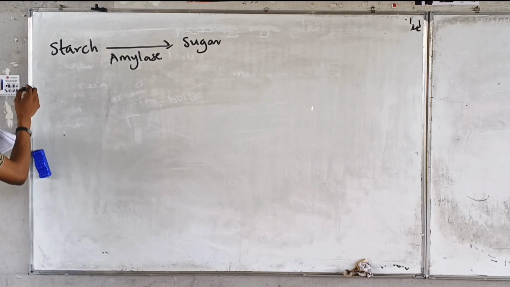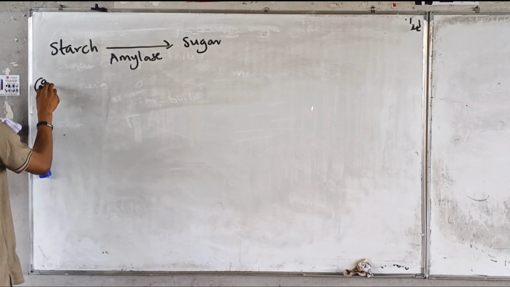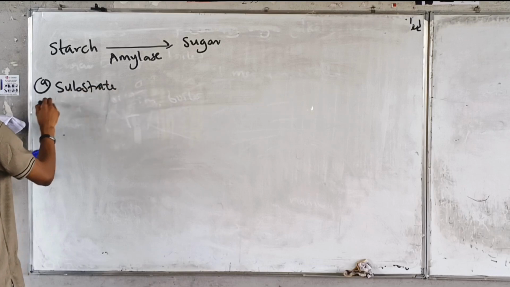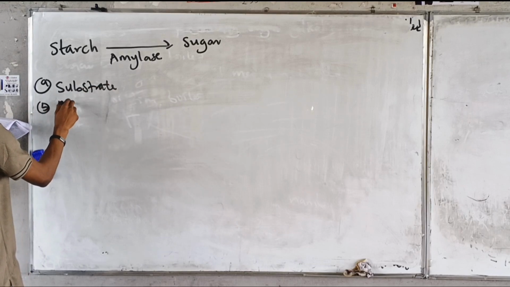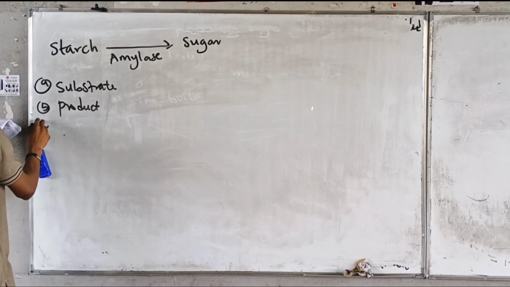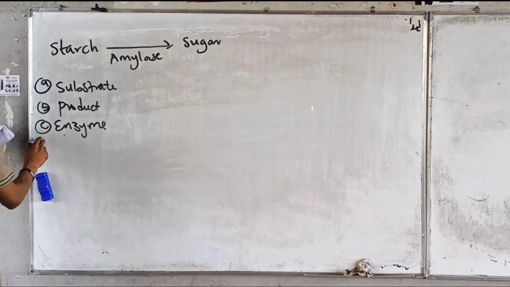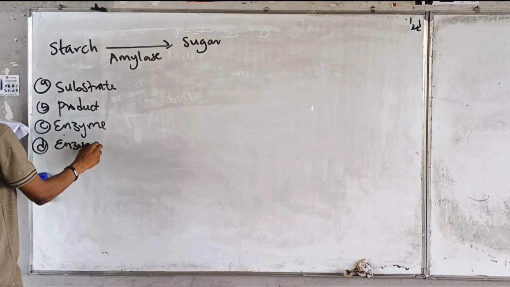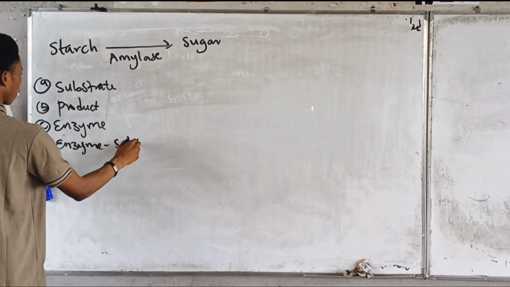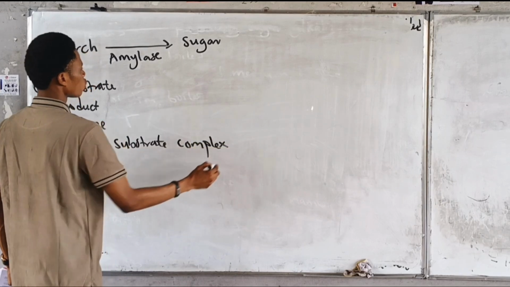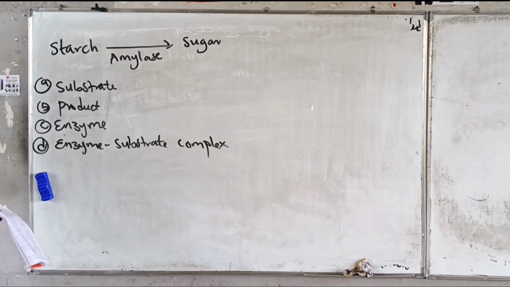Okay, let me give you the options. A says substrate. B says product. C says enzyme. Please take note of all these things. D says enzyme substrate complex. So what's the answer to this question? Starch is a what? Is a substrate.